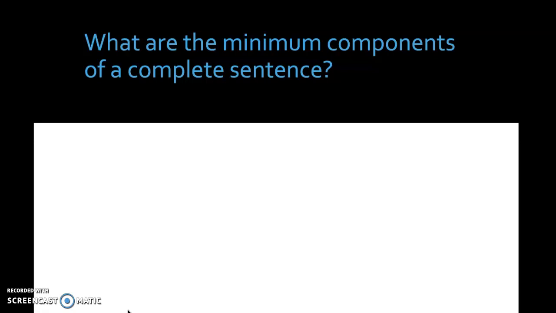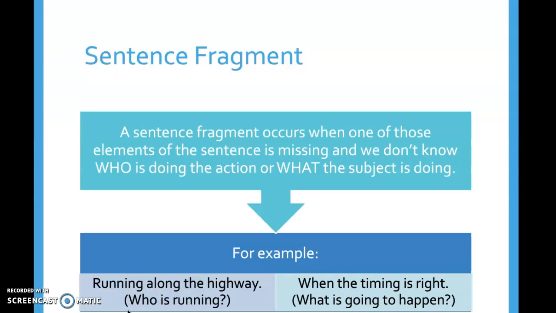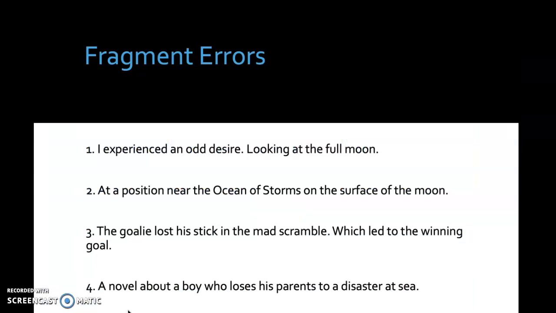So if you remember what the minimum components are of a complete sentence, you'll remember that we're looking for those subjects and we're looking for those verbs. A sentence fragment is going to occur when one of those elements of the sentence is missing and we don't know who is doing the action or what the subject is doing. For example, running along the highway. Who is running? When the timing is right, well, what's going to happen? In order to fix the sentence fragment, we need to complete the sentence with a subject or what the subject is doing. Here are some errors.